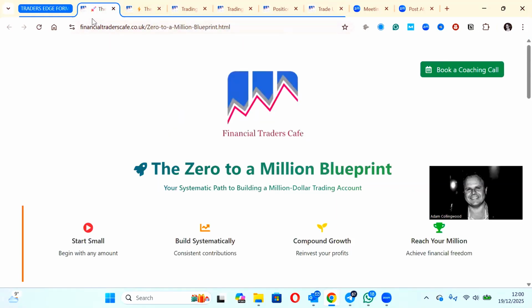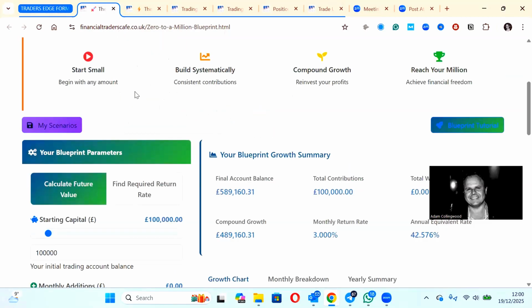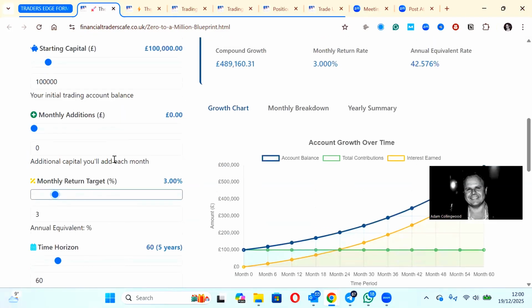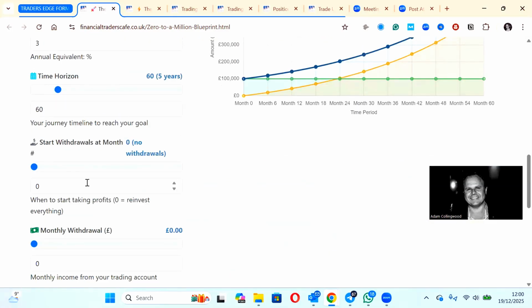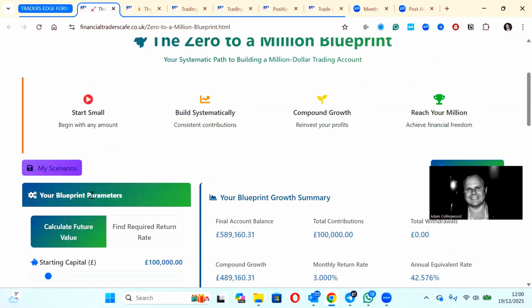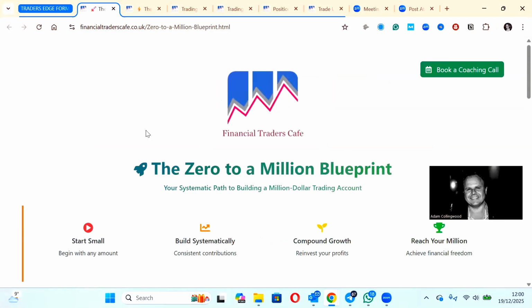So from start to finish, step 1, 0 to 1 million blueprint. This is where you're planning. What it is you want? Where are you at the moment? Where is it you want to be in the future? Not even gone into the withdrawals on here. This is very, very powerful once you're starting to build up wealth and you can assess when you can start taking an income and whether that will affect the compounding effect of this.